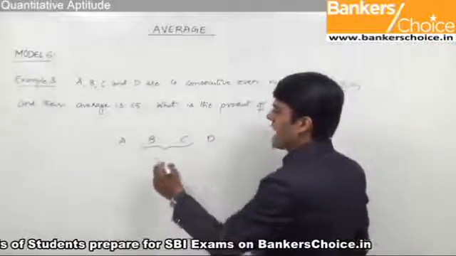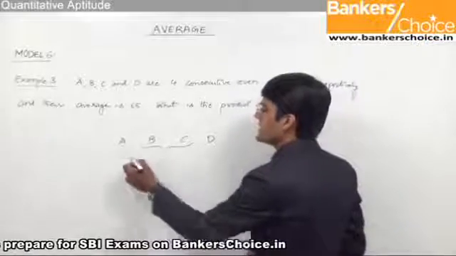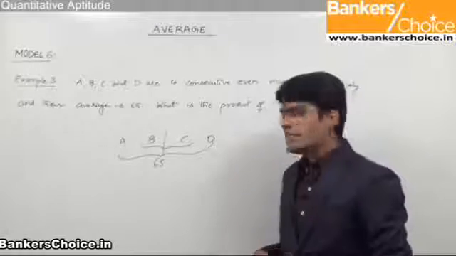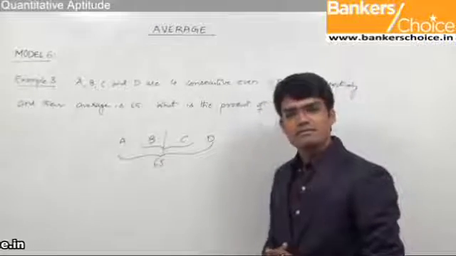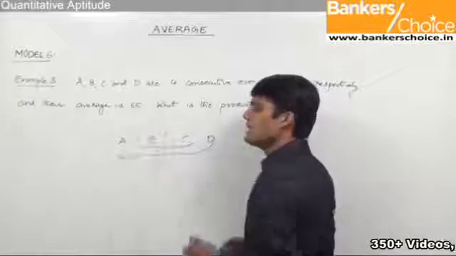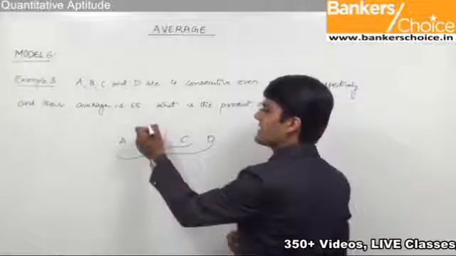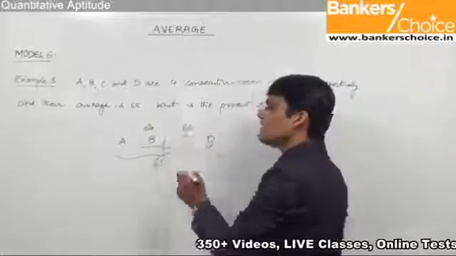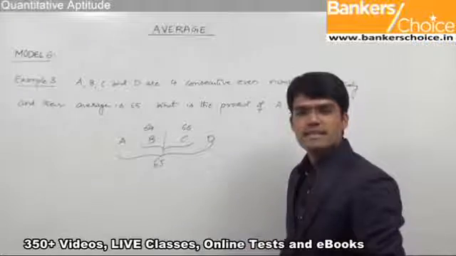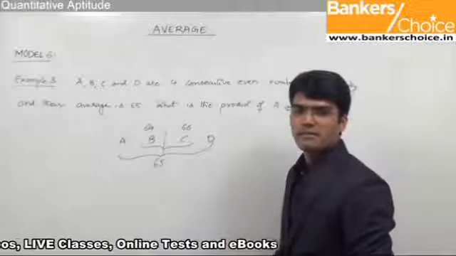As given in the question, the average of these 4 numbers is 65. So very clearly, the number which comes exactly between B and C is 65. That means the number B should be the even number which comes immediately before 65, that is 64, and C should be 66. So simply by observation we can say that B and C are 64 and 66 respectively.